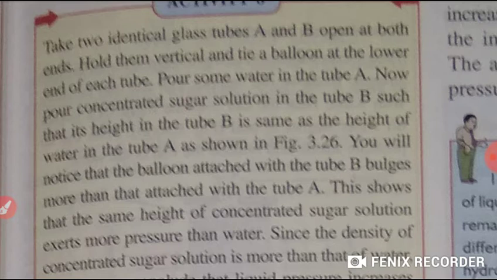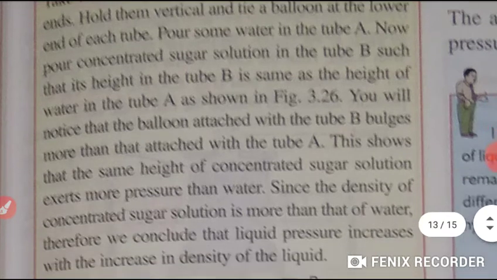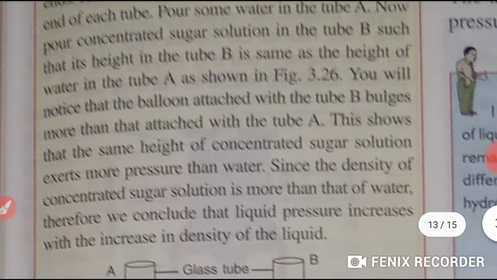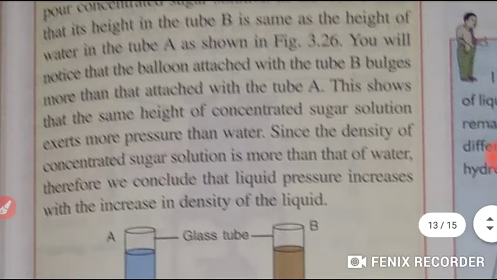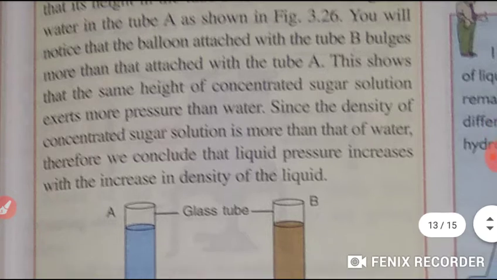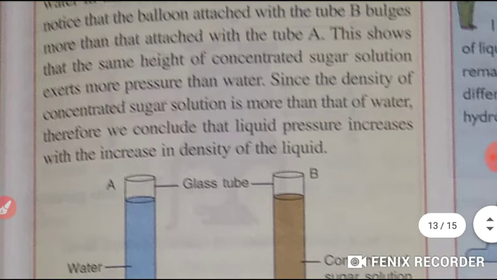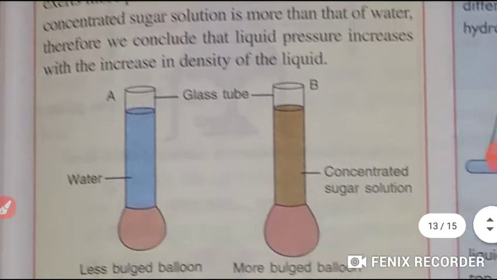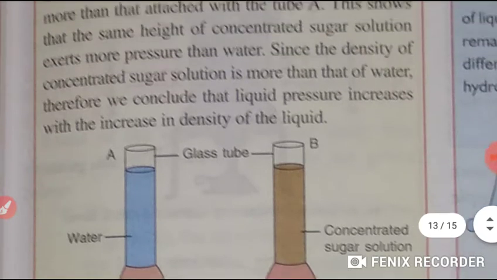Now pour some water in tube A. First of all, in tube A. Now you have to pour a concentrated sugar solution in tube B, such that its height in tube B is the same as the height of the water in tube A. You will notice that the balloon attached to tube B bulges more than the one attached to tube A. Are you seeing here? Which is bulging more? Test tube B's balloon is bulging more.